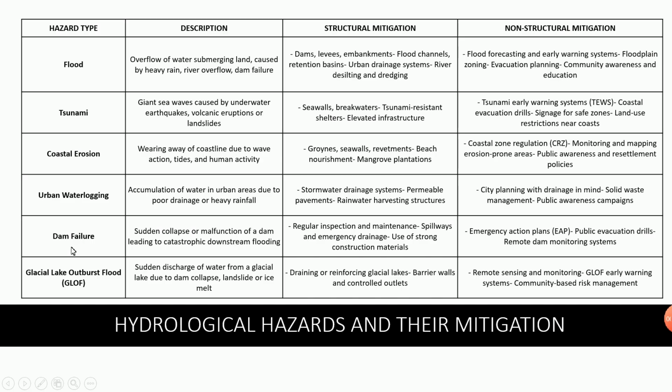Then urban water logging: accumulation of water in urban areas due to poor drainage or heavy rainfall. Nowadays in Chennai and many cities we are facing this; even today I think in California also there was a rain factor. That kind of thing is known as urban water logging. Then dam failure: improper construction of a dam or overflow of the dam might cause damage to the structure of the dam which is holding the water.